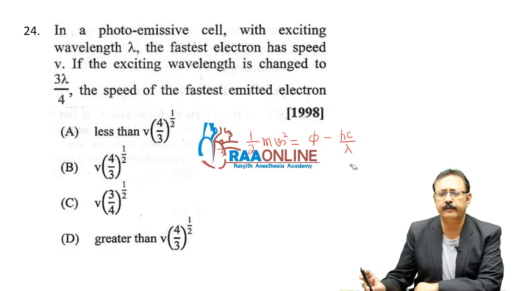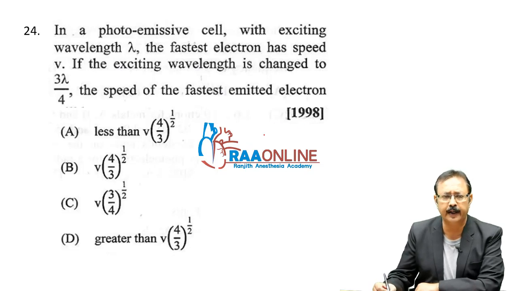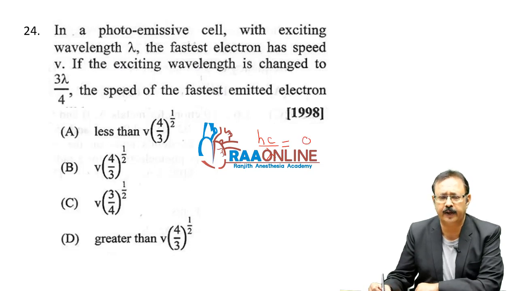With exciting wavelength lambda, you are sending light of energy hc by lambda. One part is used as the work function, and the second part is giving it kinetic energy.